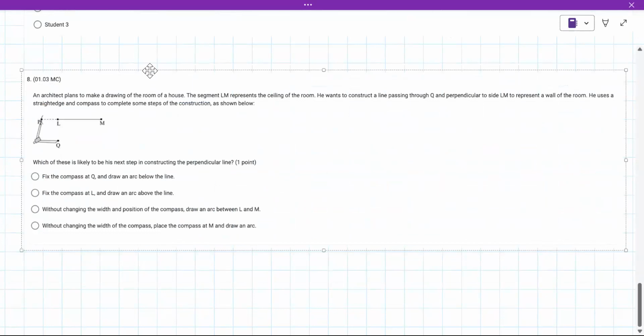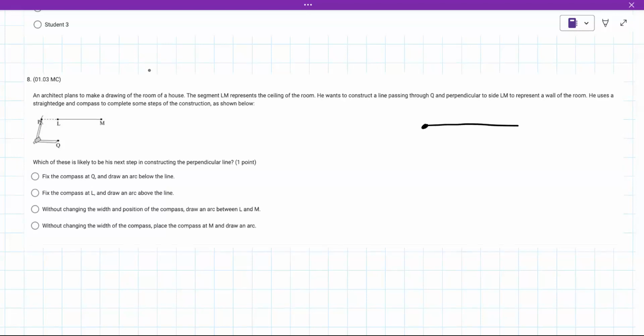Okay. An architect plans to make a drawing of the room of a house. Nobody does that now, we all use computer-aided design software. The segment LM represents the ceiling of the room. He wants to construct a line passing through Q perpendicular to side LM to represent the wall of the room. So the goal here, here's L, here's Q, is to draw a perfect 90-degree meeting.